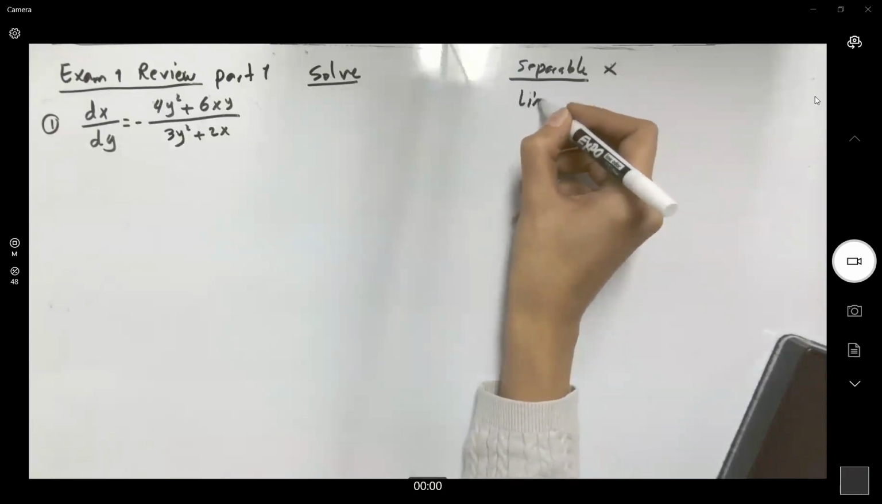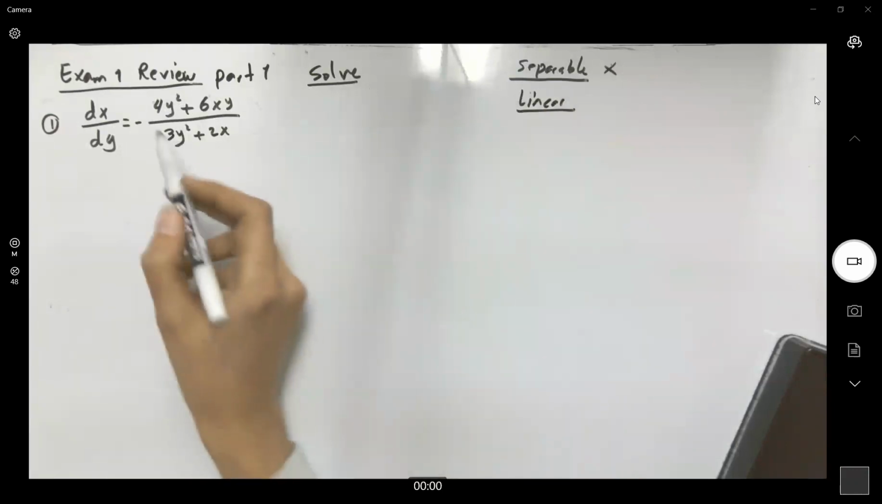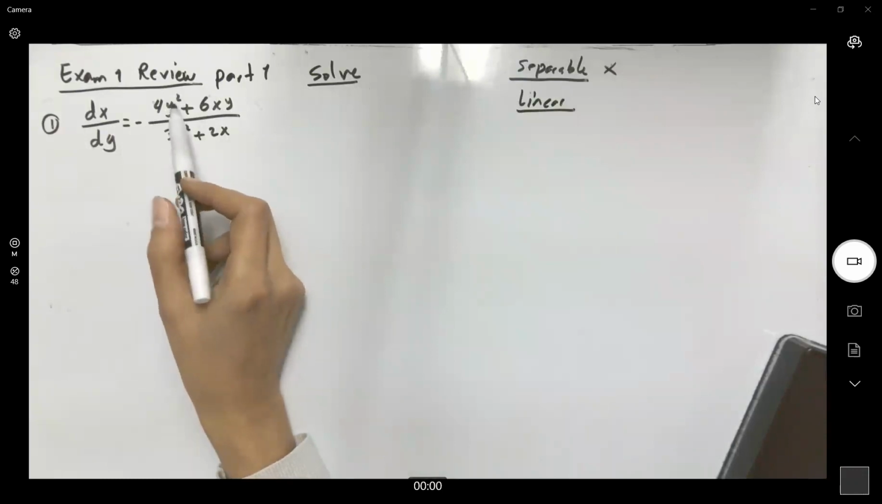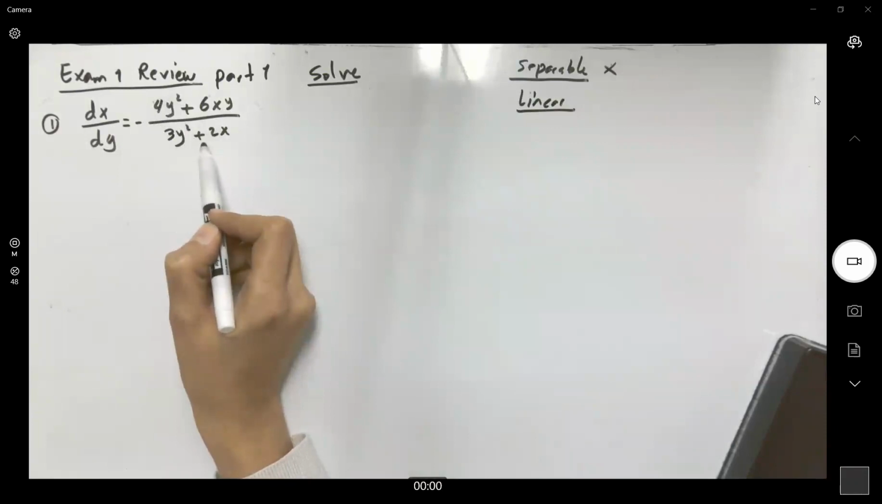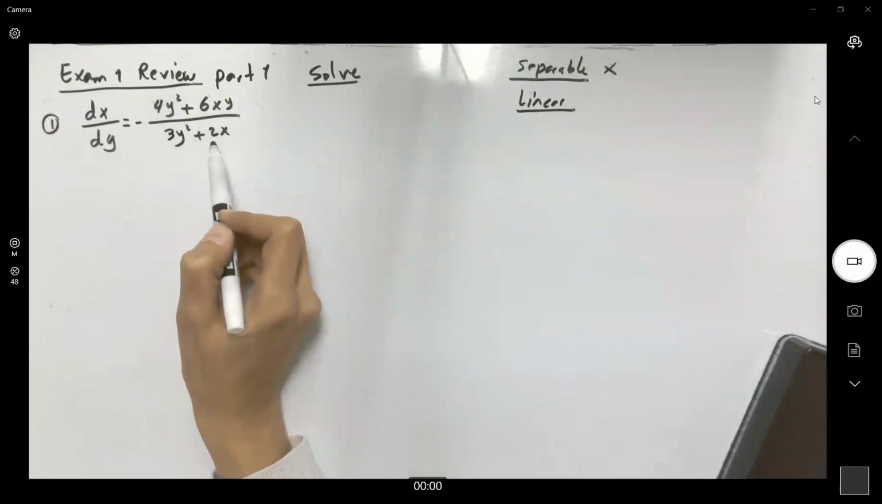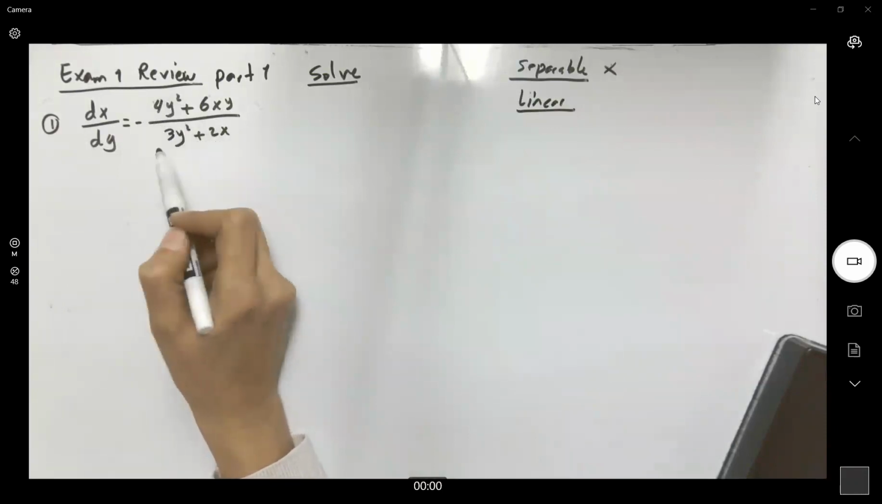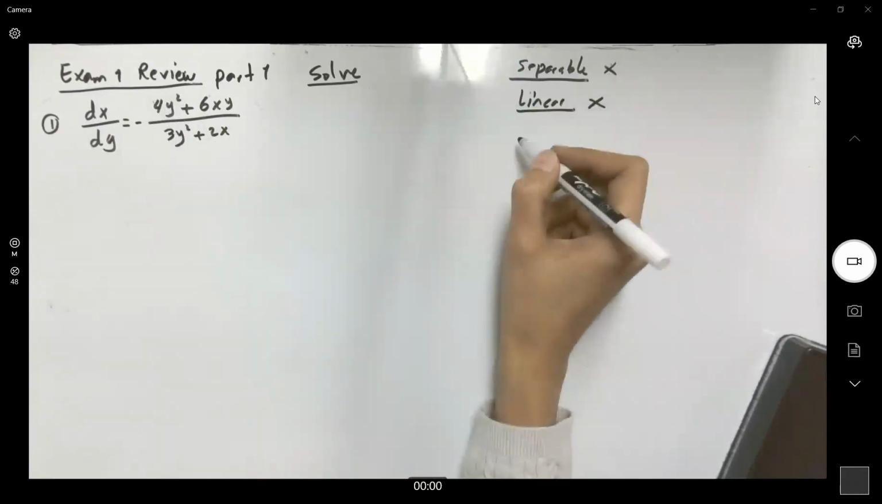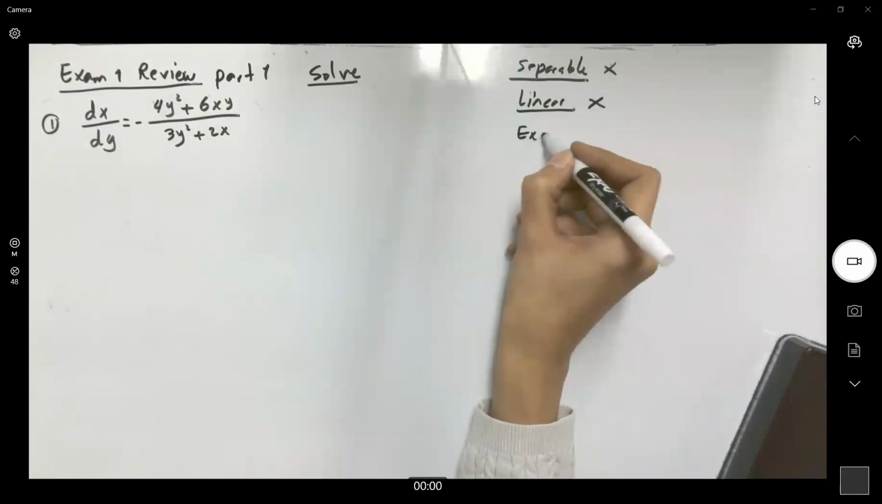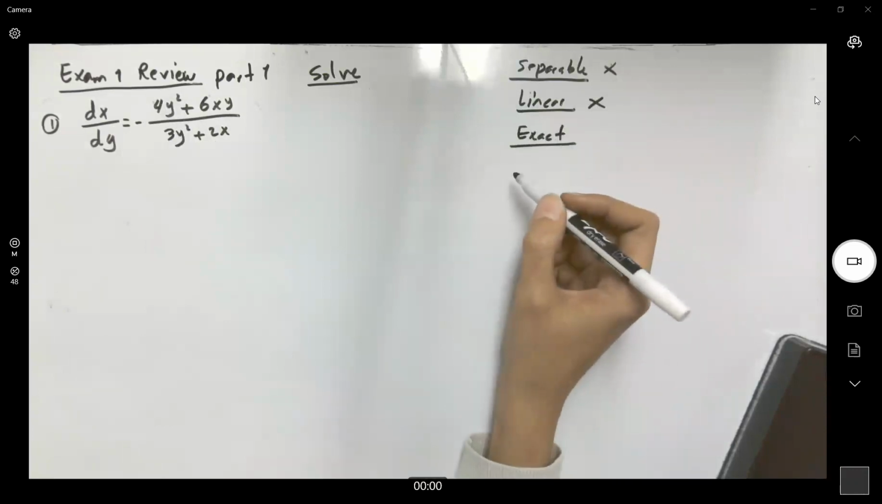Is it linear? Well, check to see if it's linear or not. If we separate these fractions, you end up with y squared plus 2x on the denominator. Since we cannot separate these two, we cannot simplify this. So it seems like it's not going to be linear. What about exact? Let's check to see if it's exact or not.